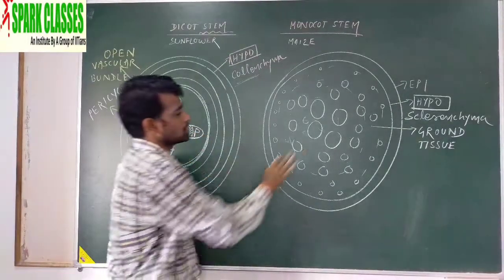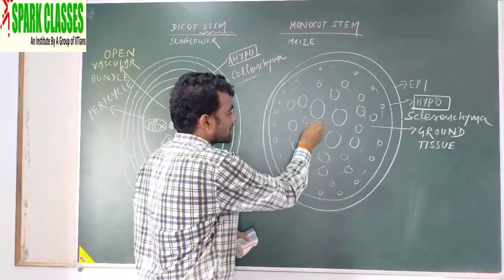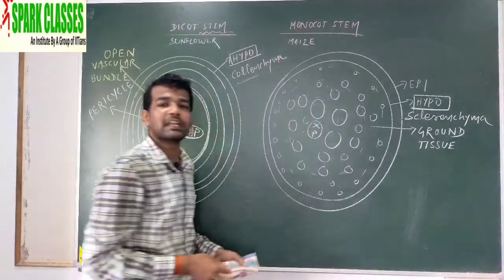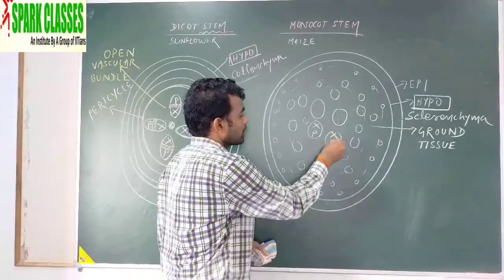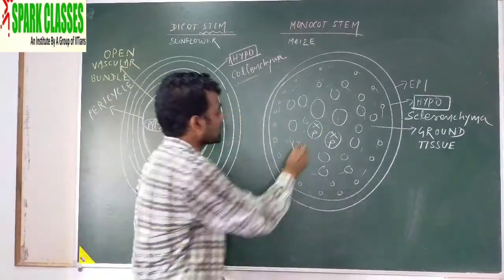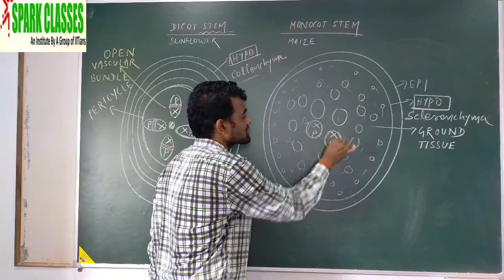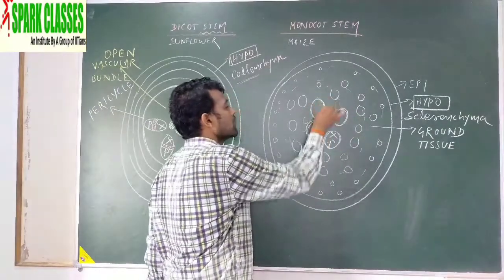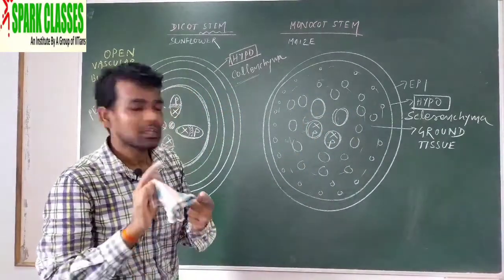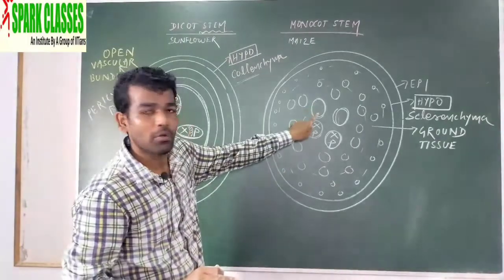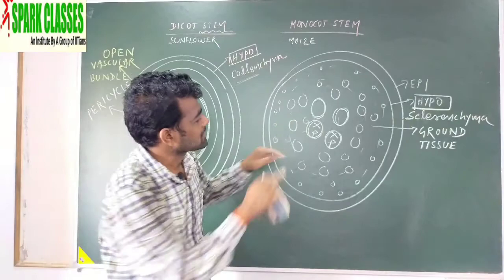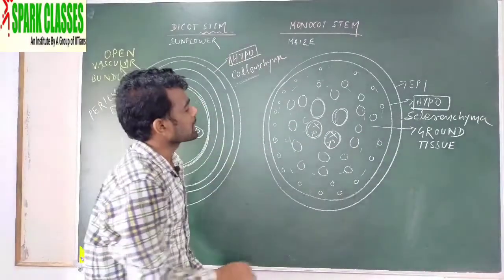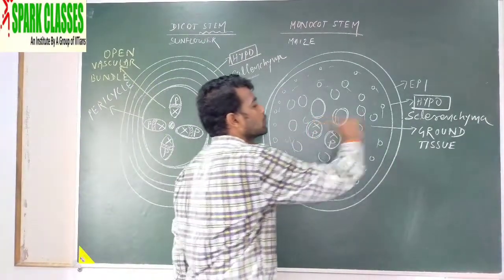Here also xylem and phloem are found, included in a single bundle. These are the vascular bundles. These are called vascular bundles. In every bundle there is a xylem and phloem. But an important thing you have to remember: these bundles are scattered from the center towards the periphery.